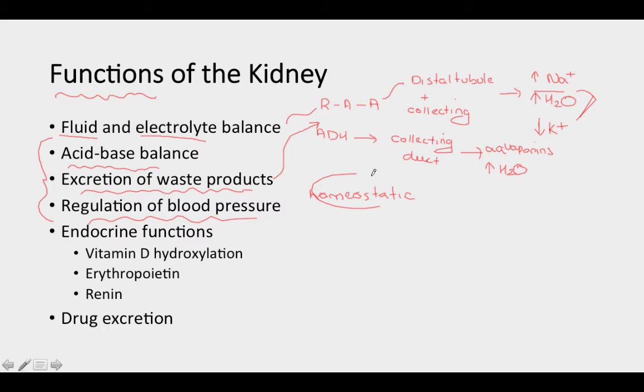right? Maintaining a constant internal environment in the body, but it also has endocrine functions, and this involves hydroxylating vitamin D. Now, that activates vitamin D into its activated form and allows it to function and increase the absorption of calcium in the gut, right? It also secretes erythropoietin that stimulates the bone marrow to start producing red blood cells, erythropoiesis, right?